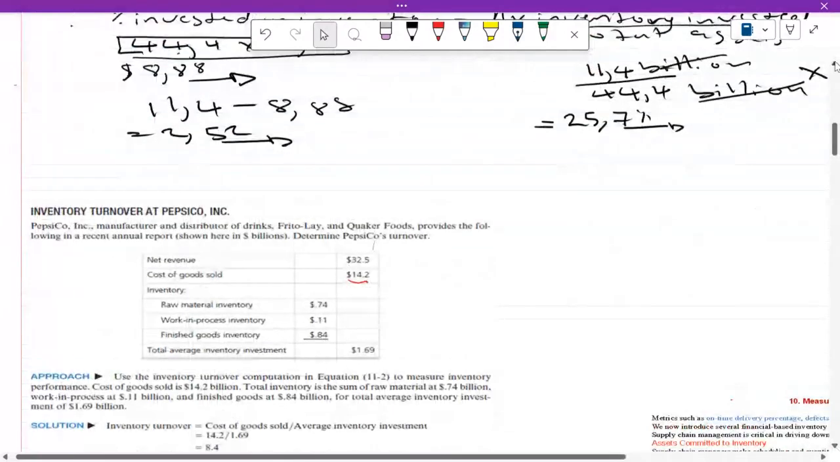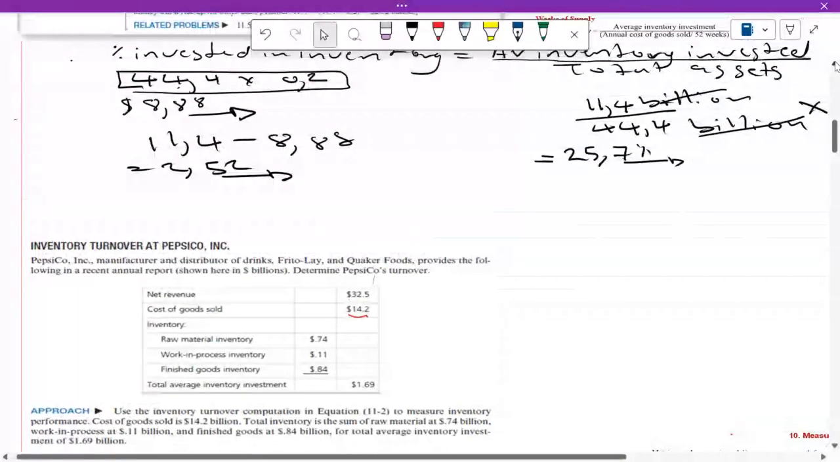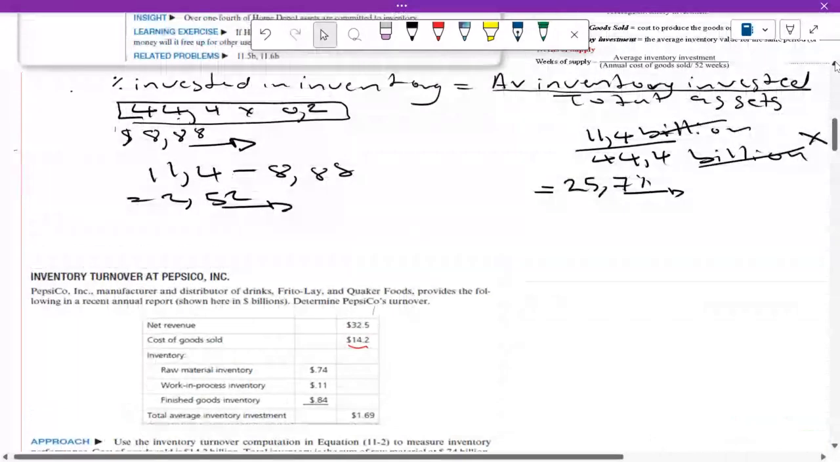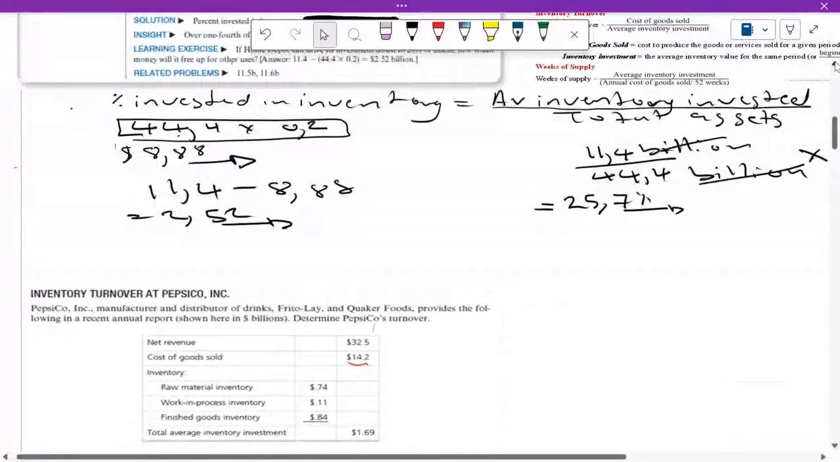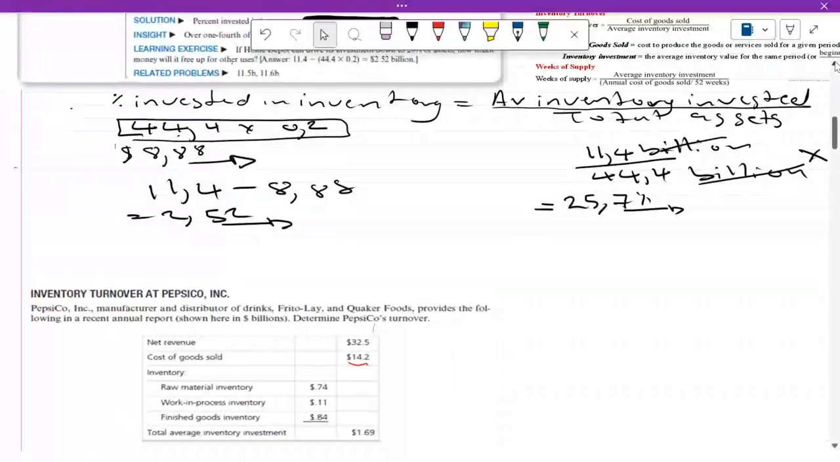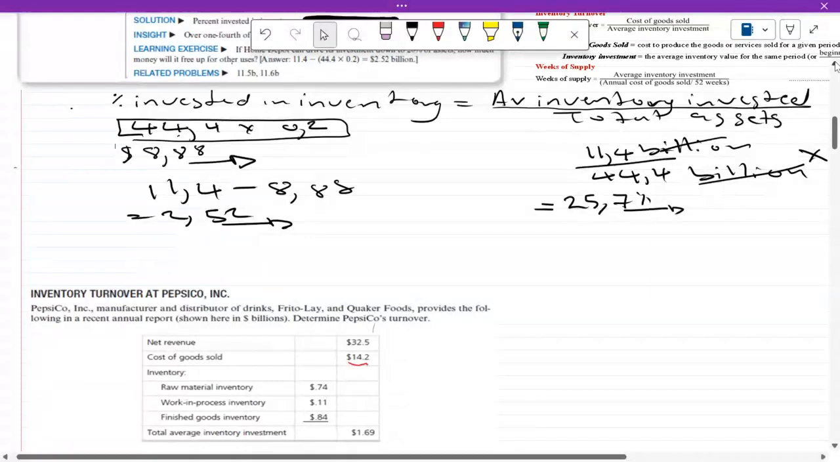Let's not show the answers. What do they want? PepsiCo, manufacturer and distributor of drinks, the competitor of Coke. It's PepsiCo, Frito-Lay and Quaker Foods, provides the following in a recent annual report, shown here in billions. Determine PepsiCo's turnover.